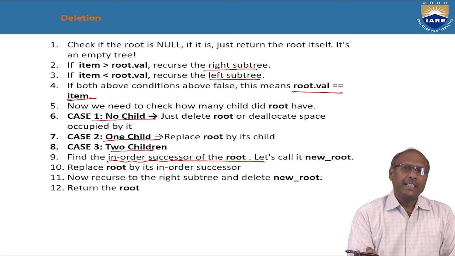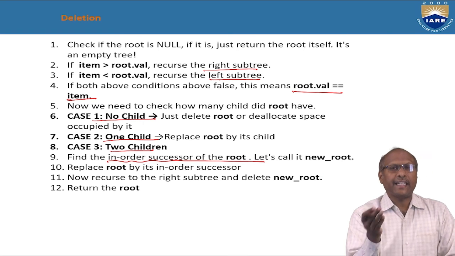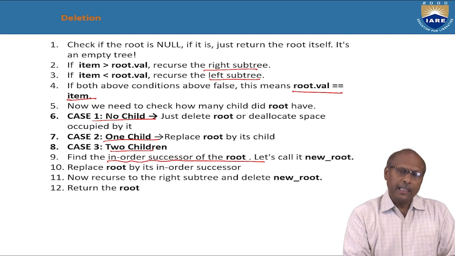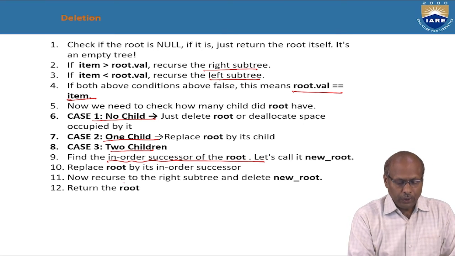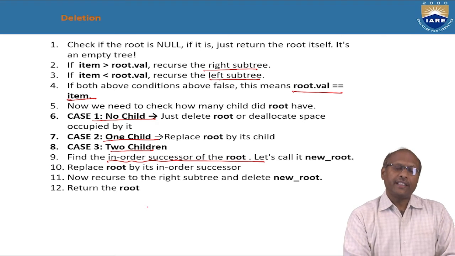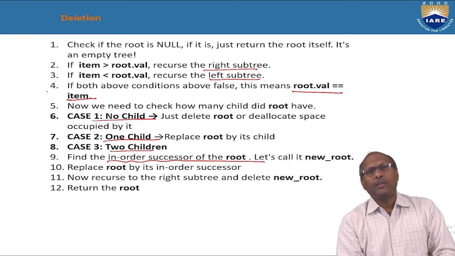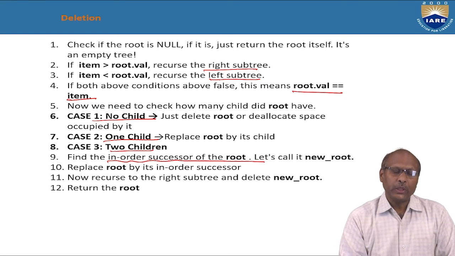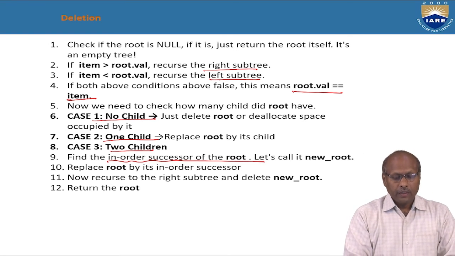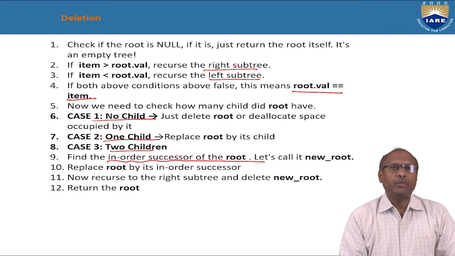If it is a 0 child, simply delete it and assign null to the parent. If it is 1 child, assign its child to the parent. So, repeat this process until you reach the destination. This is the step you have to follow while deleting the node. So, these are the 12 steps you have to follow.